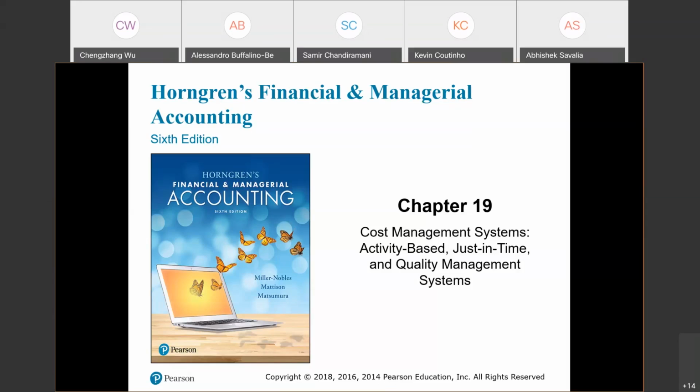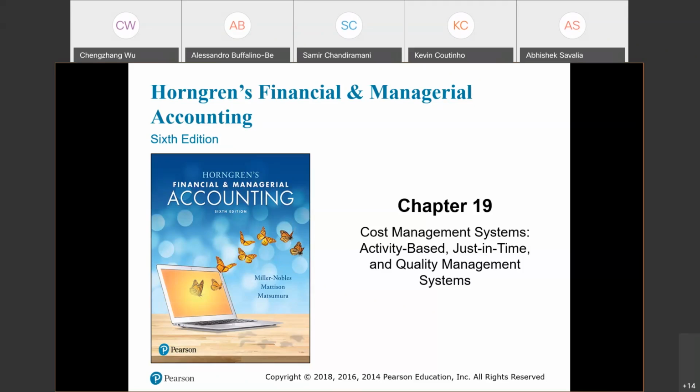So today we will see how we use activity-based costing, which is another costing method used to allocate the indirect cost to the product. And then we will see how activity-based costing could help the managers to make business decisions.